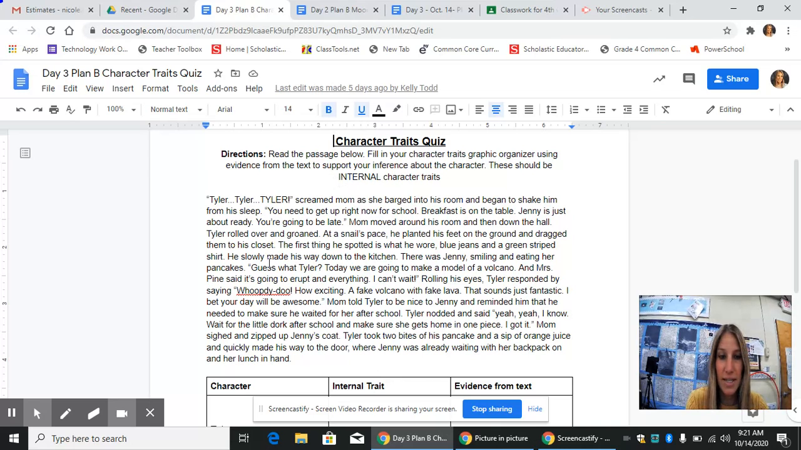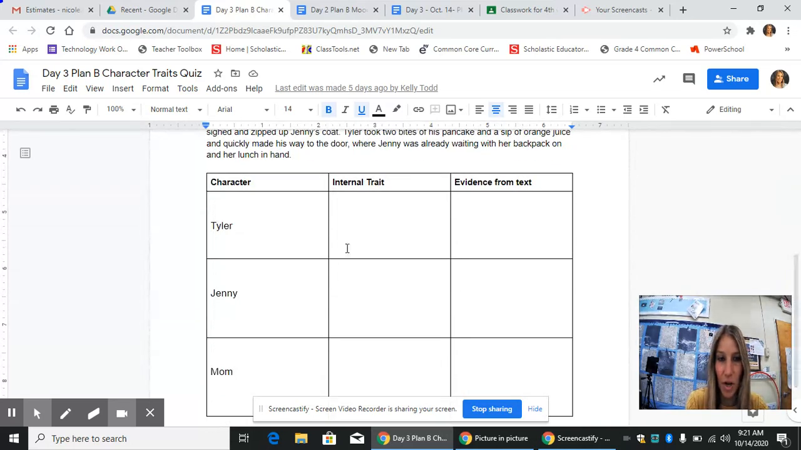So you're going to read this entire passage about Tyler, and then you're going to complete the chart. You've got Tyler, Jenny, and Mom, the 3 characters in the passage. You need to give each one of them an internal character trait, just one in the box. And then you need to give evidence from the text that supports why you gave them that trait. You can even copy and paste the evidence from the text and put it right in that box. I am fine with that.